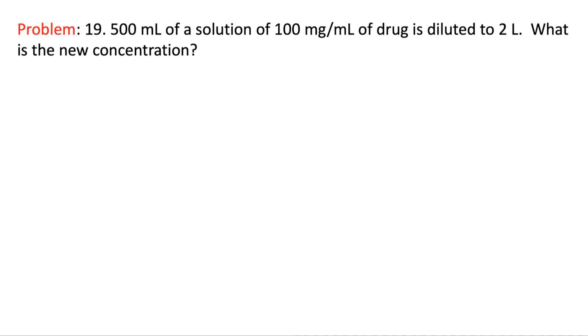Next question says, 500 milliliters of a solution of 100 milligrams per milliliter of drug is diluted to 2 liters. What is the new concentration? I certainly hope by now that sounds like a dilution question to you, because that's exactly what it is. And in a dilution question, mass 1 equals mass 2. And to do that, we can say that C times Q equals C times Q.